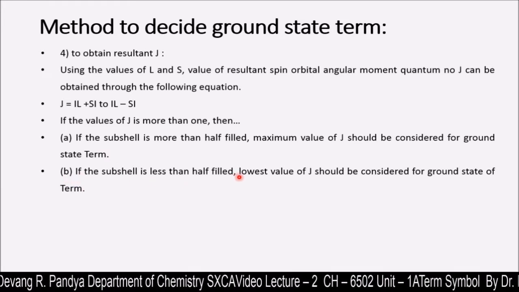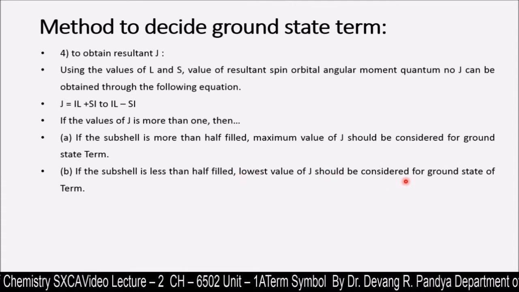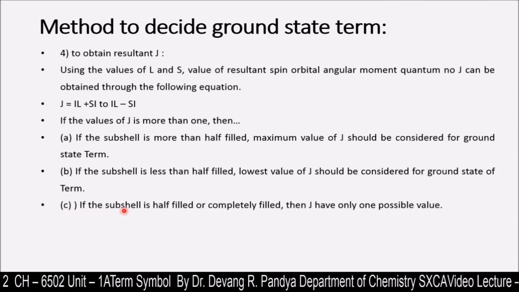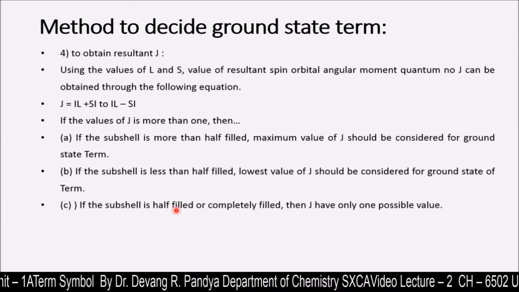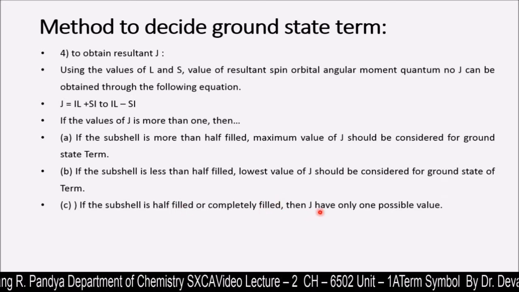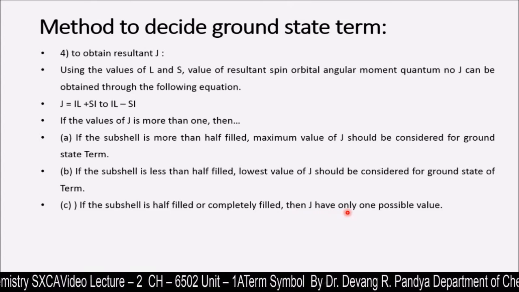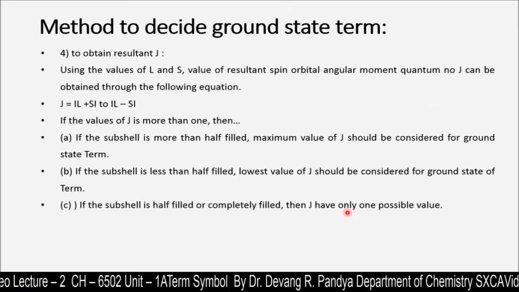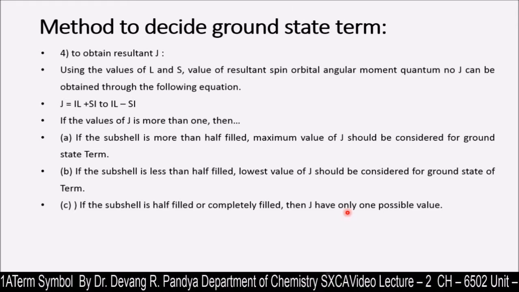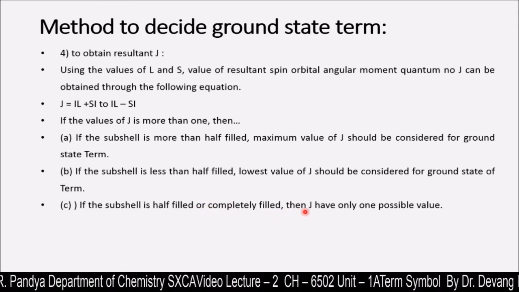That means for less than half filled degenerate orbitals, the lowest value of J should be considered for the ground state term symbol. If the subcell is half filled, that is the P3 case, or completely filled, that is P6, then J has only one possible value. So there is no different value of J, and therefore there is no problem deciding the ground state term symbol in the case of half filled and completely filled subcells.